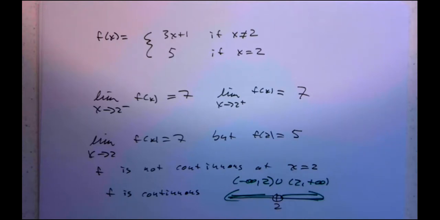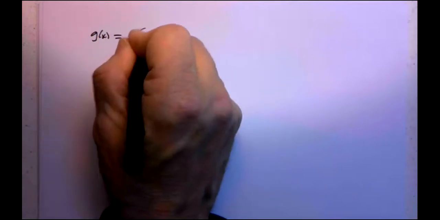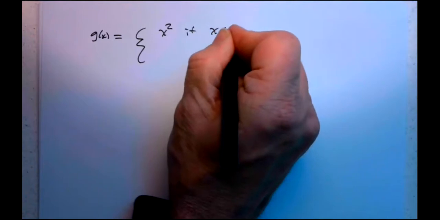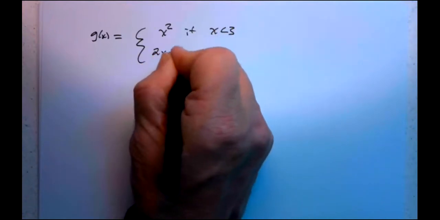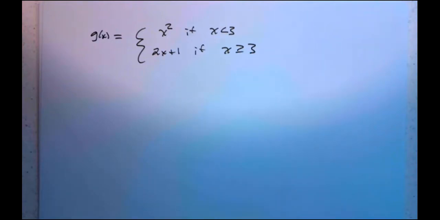All right. What can we look at next? How about something like this? G of x equals x squared if x is less than 3. It equals 2x plus 1 if x is greater than or equal to 3. And again, let's try to take a look at it and see how it behaves.